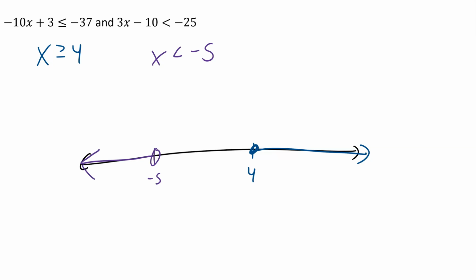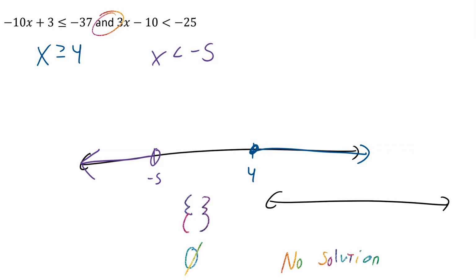So my final answer, none. There's nowhere that's both of those at the same time. And means both at the same time. There's no overlap. So my final answer is the empty set, or no solution, or a number line that has literally nothing colored in.